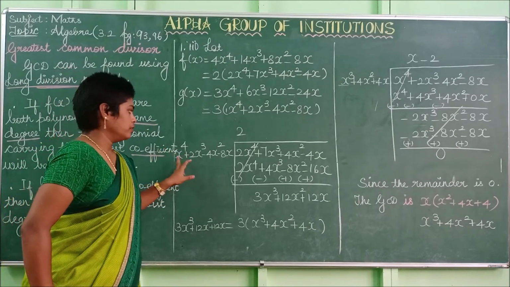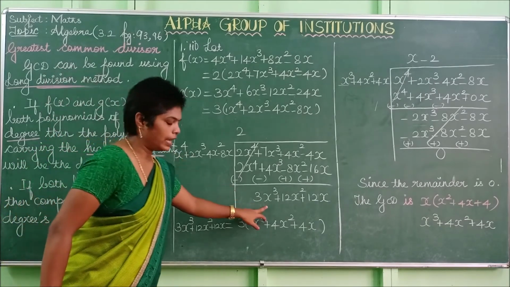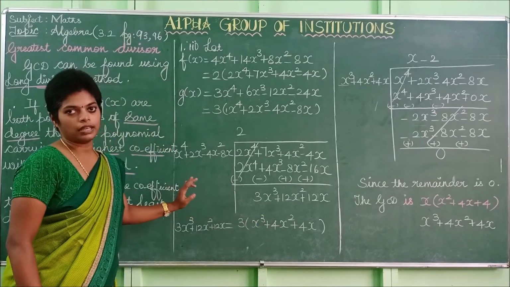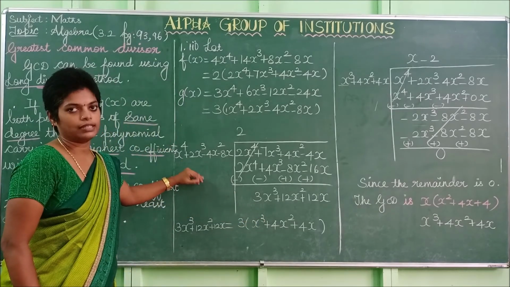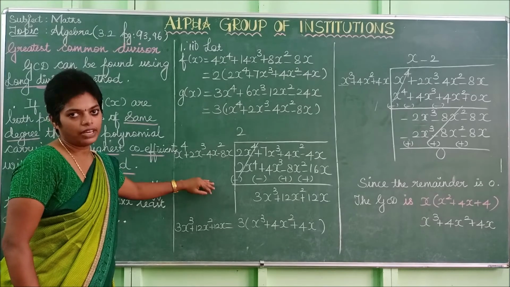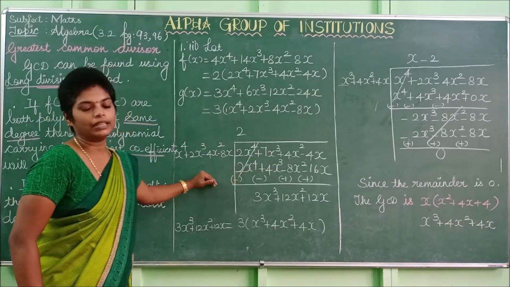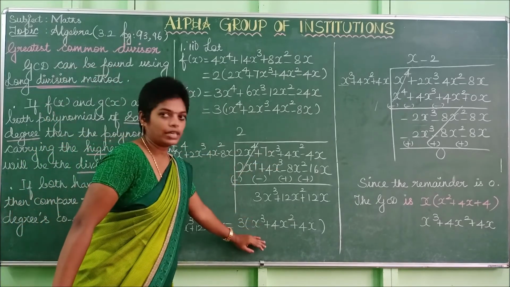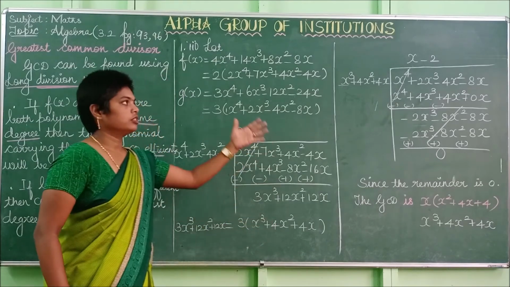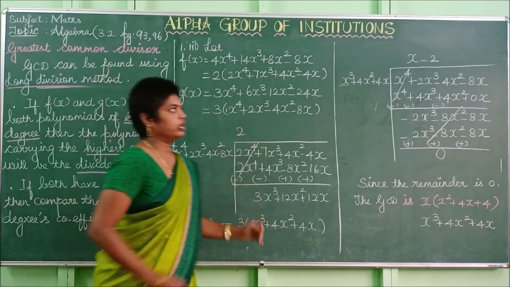So check. Here x power 4, here x power 3. So which one is highest? x power 4 will be highest. So this will be taken as dividend. So you can do one more time. Take this one as dividend and this one as divisor. Okay. Shall we see on that one? So let's look at here.